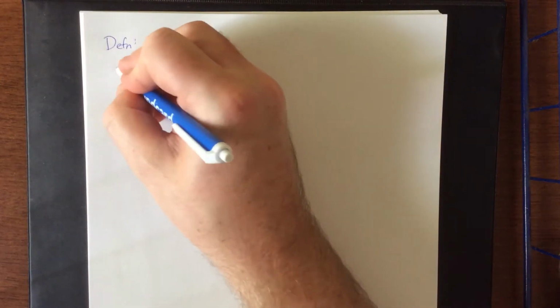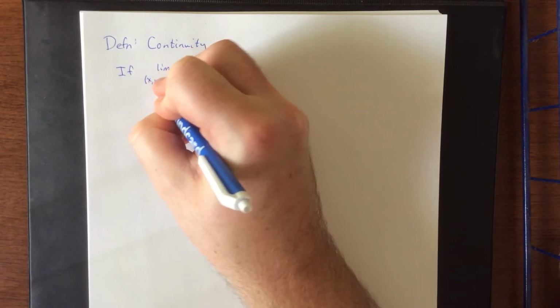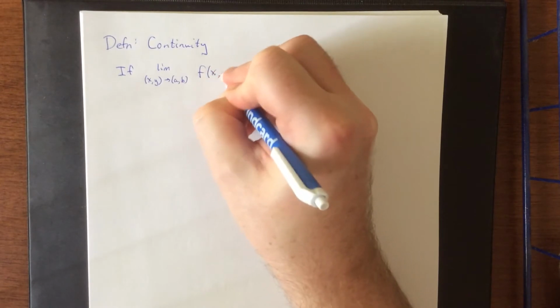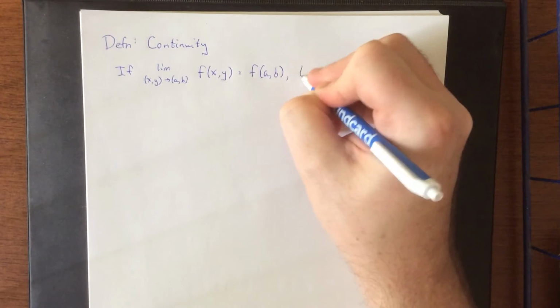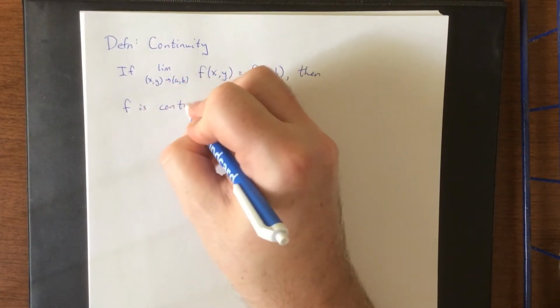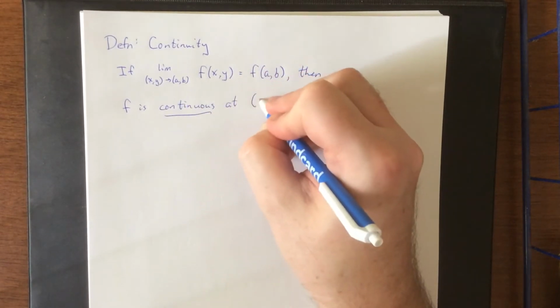For functions of multiple variables, the term continuity has basically the same role as what we saw its role for functions of only one variable. So if the limit as (x,y) approaches (a,b) for a function of two variables f(x,y) is equal to f(a,b), then we say that f is continuous at the ordered pair (a,b).